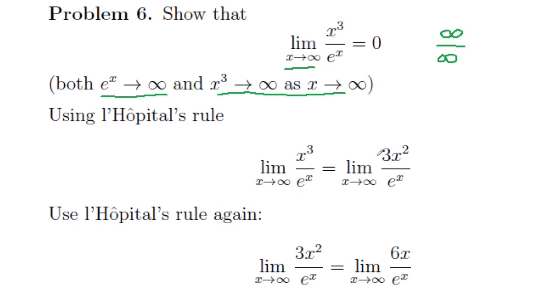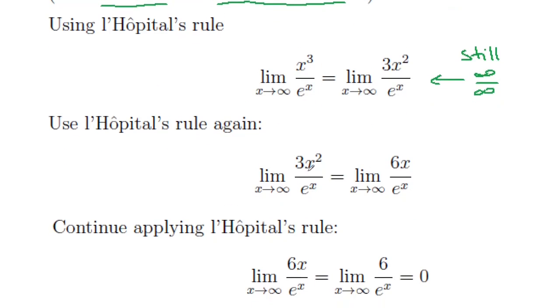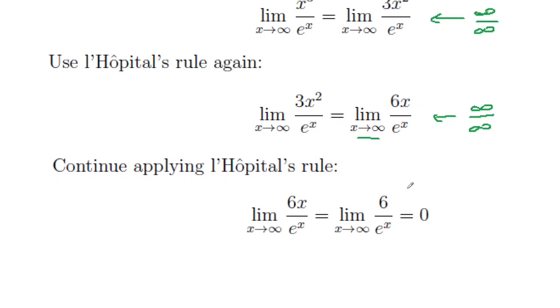The derivative of x to the 3 is 3x squared. The derivative of e to the x is itself, unchanged. Well, we still have an infinity over infinity. So we apply L'Hopital's rule a second time. The derivative of 3x squared is 2 times 3, 6x. e to the x unchanged. Again, as x goes to infinity, we get infinity divided by infinity. We need to apply L'Hopital's rule again. The derivative of 6x is 6, e to the x is itself.